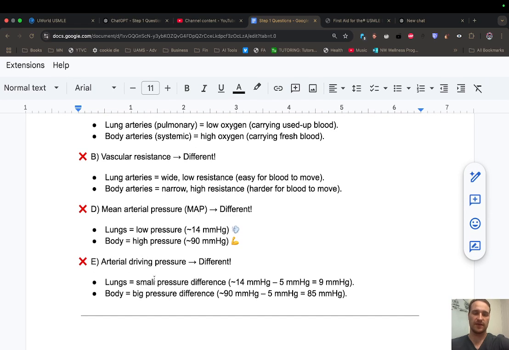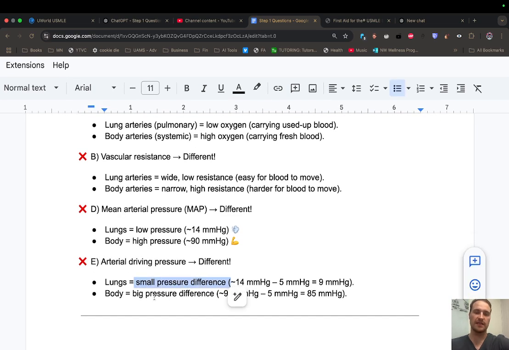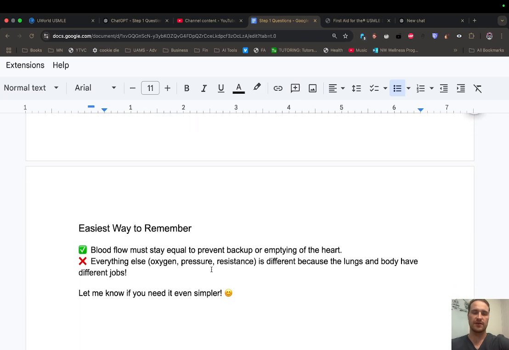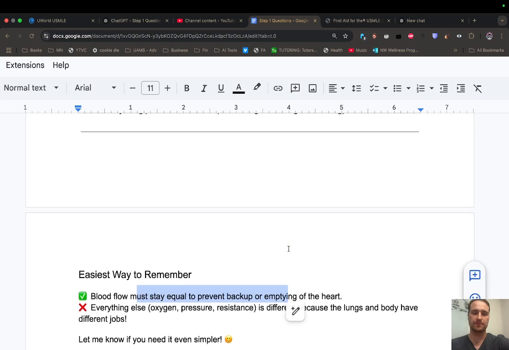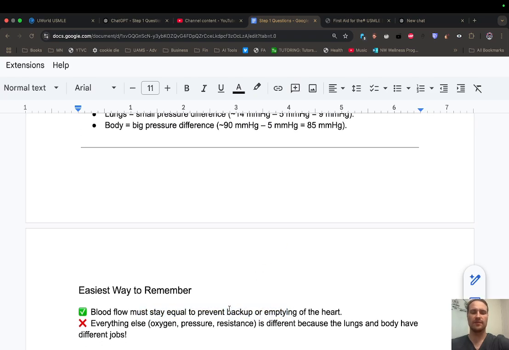Arterial driving pressure is going to be different. The lungs have a small pressure difference, and the body has a huge difference in driving pressure. So basically, blood flow has to stay equal to prevent backup and emptying of the heart.